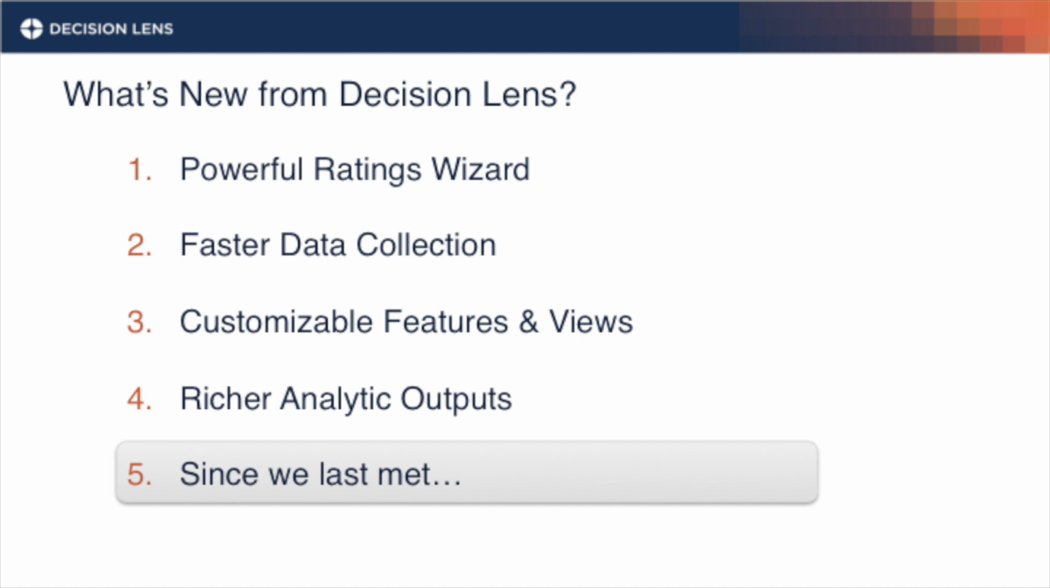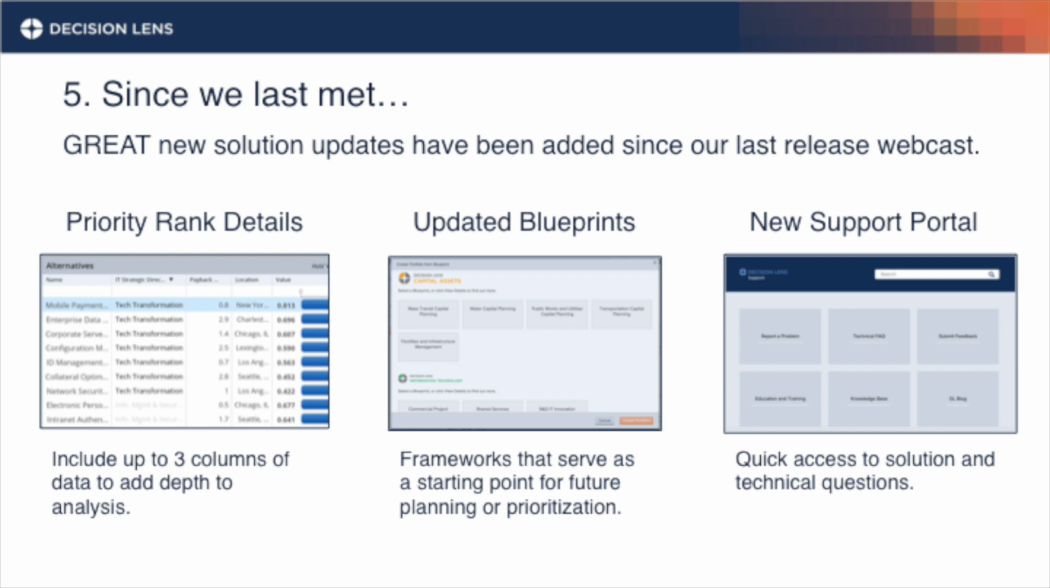But there are 3 different features that have come out that I really want to talk about. The first one is our priority rank detail. This is another layer of analysis that we can add. So in our sensitivity analysis, I can now add up to 3 columns of information about my projects and investments, whether those are metrics, location details, things like that, so that I'm able to do some advanced filtering, sorting, and get new insights into my data.